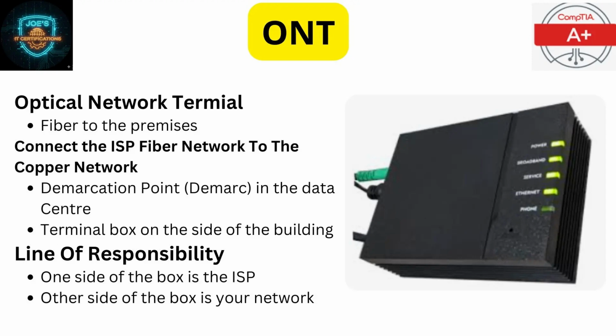We refer to this as the demarcation point because this is where we determine what part of the network is the responsibility of the user and what part of the network is the responsibility of the service provider. This ONT effectively creates that demarcation point so that any of the wiring on the inside of your building is your responsibility, but any problems with the network outside of your building are the responsibility of your internet service provider.